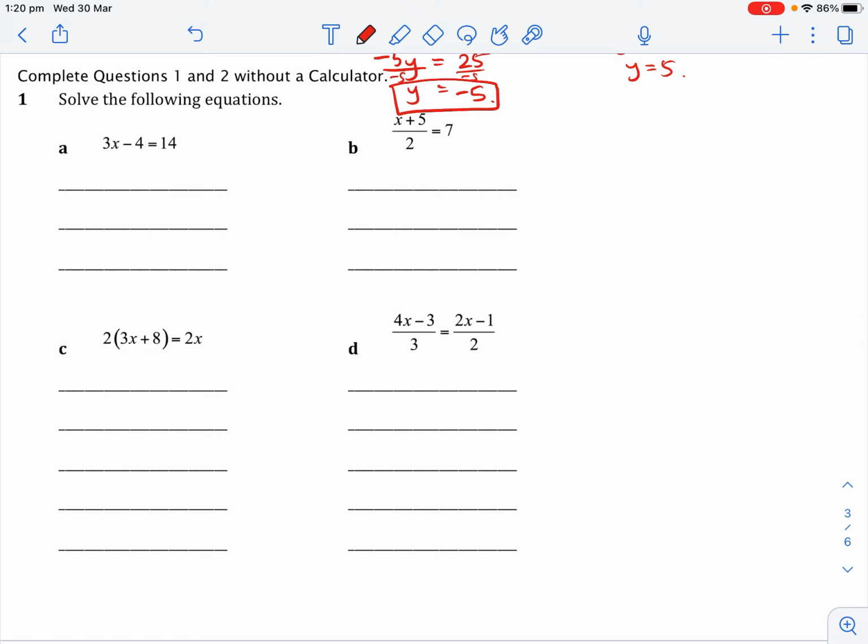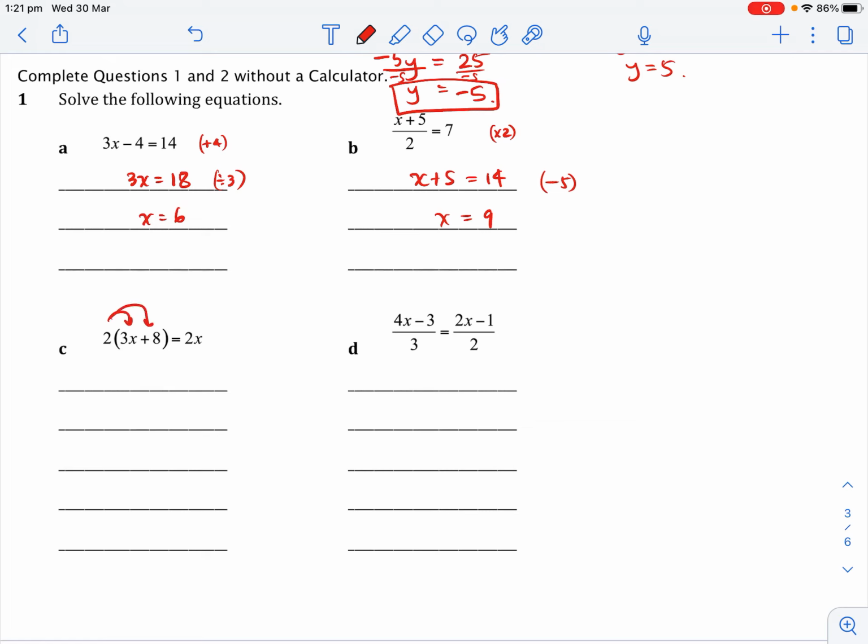Okay, so questions 1 and 2 we're going to do without a calculator, and then the questions that come after that we're going to use a calculator for. So we've seen a few of these now. I'm going to add 4 to both sides, which gives 3x equals 18, and then I'm going to divide by 3, x equals 6. In B, I'm going to times by 2 on both sides first. I get x plus 5 equals 14. And then I'm going to subtract 5. X equals 9.